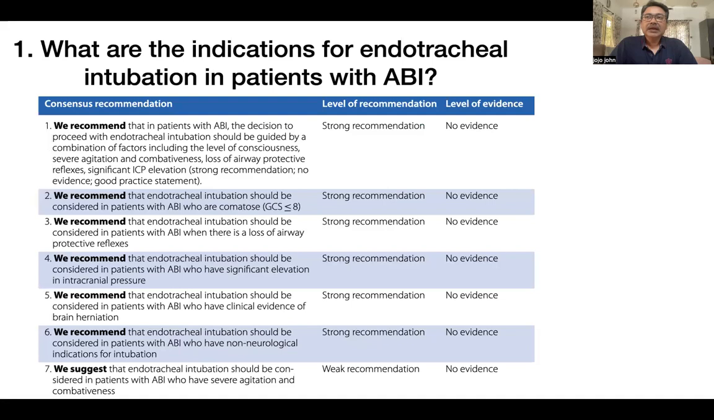The first question that they have considered is the issue about indications for endotracheal intubation. So this should be taking into account level of consciousness, presence of agitation or combativeness, loss of airway protective reflexes, significant ICP elevation, etc. So GCS in acute brain injury is a good indicator for the need for intubation. Patients with GCS less than 8, especially in traumatic brain injury, should be intubated.